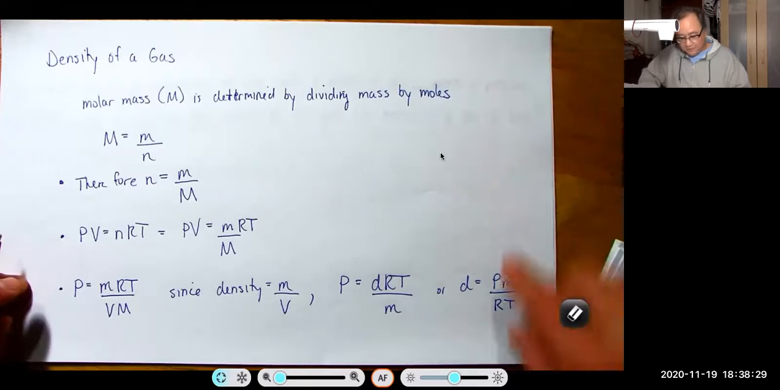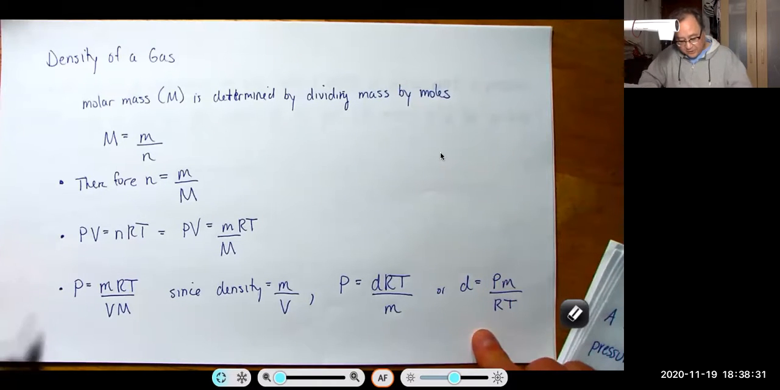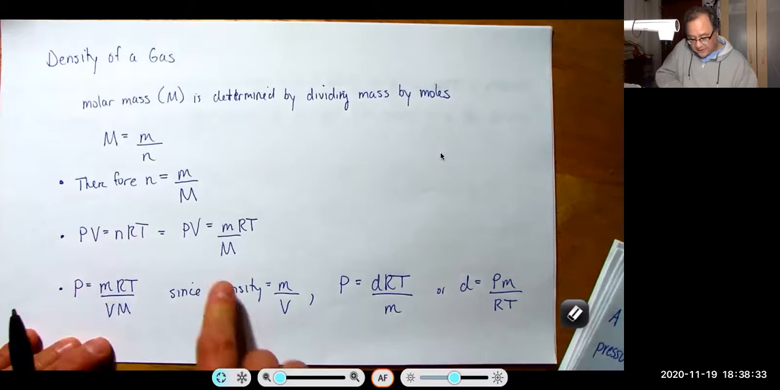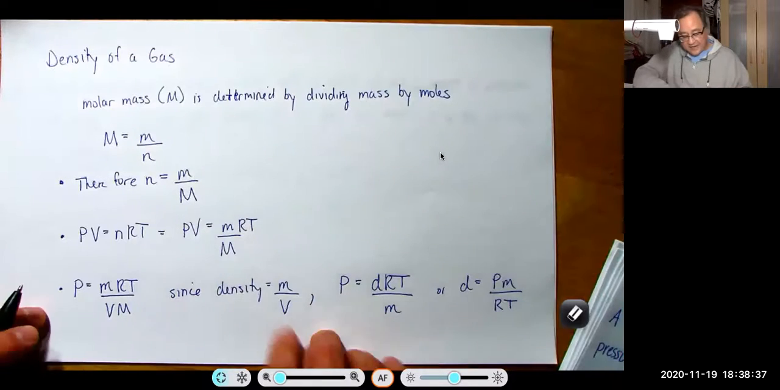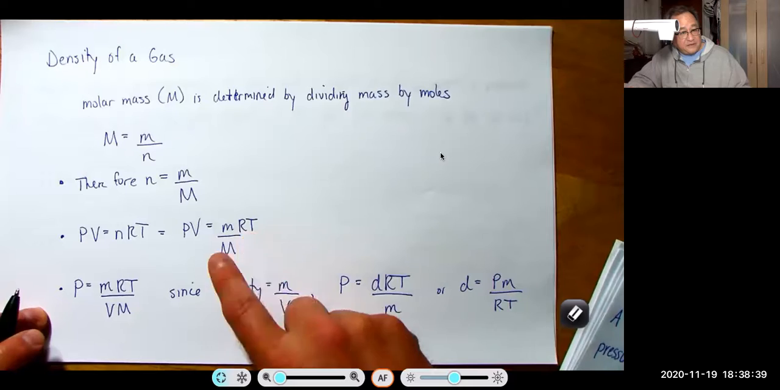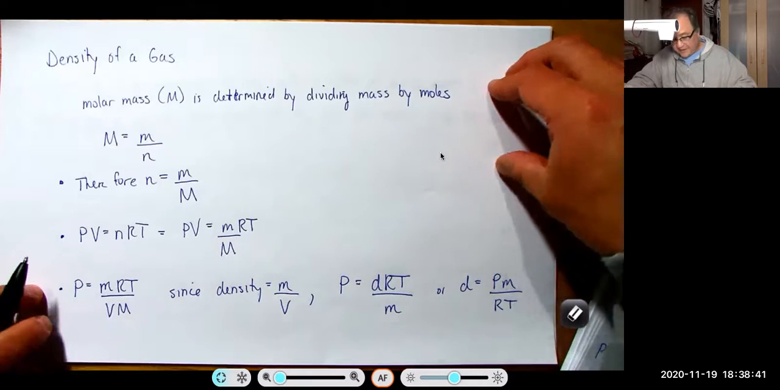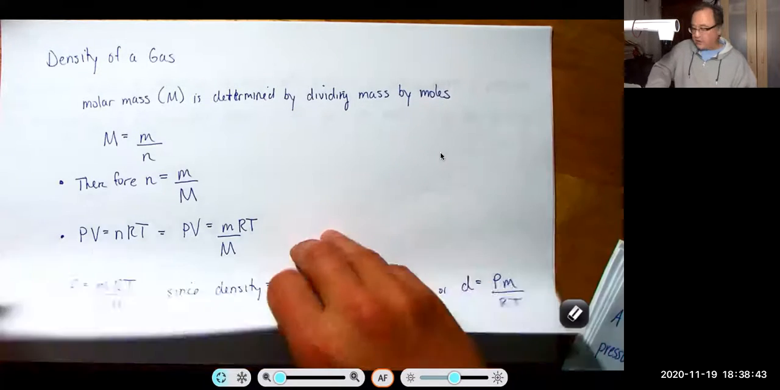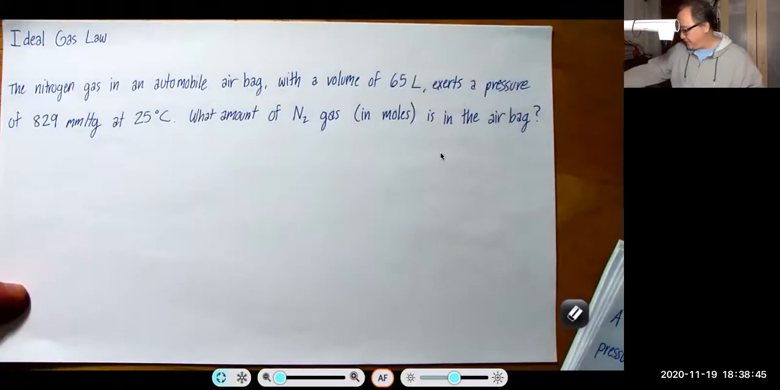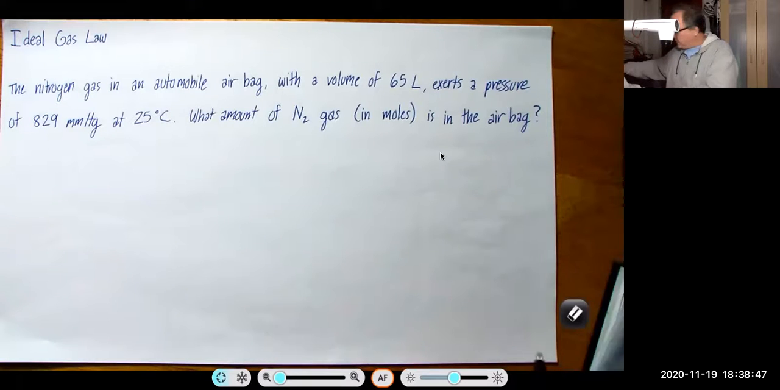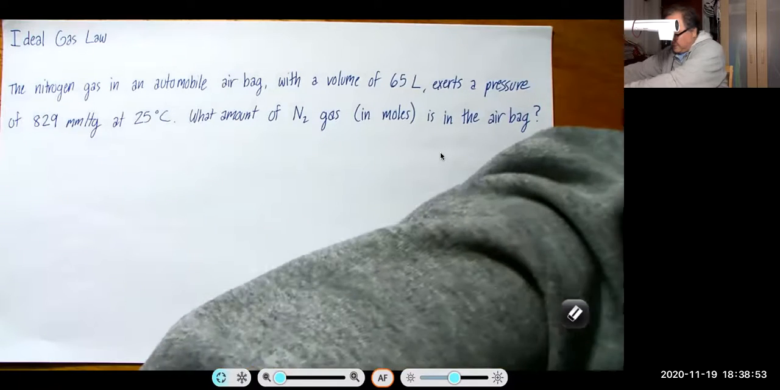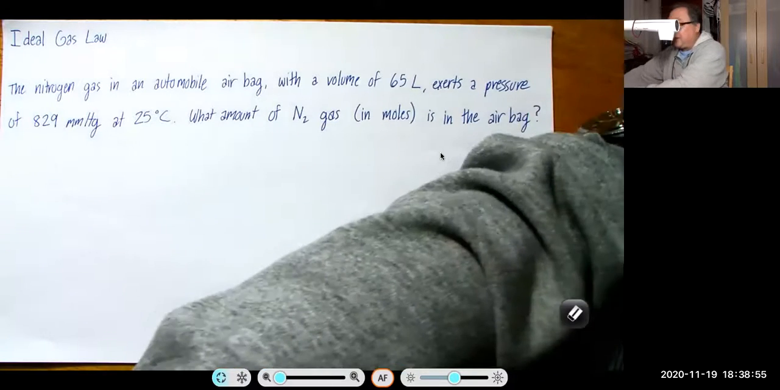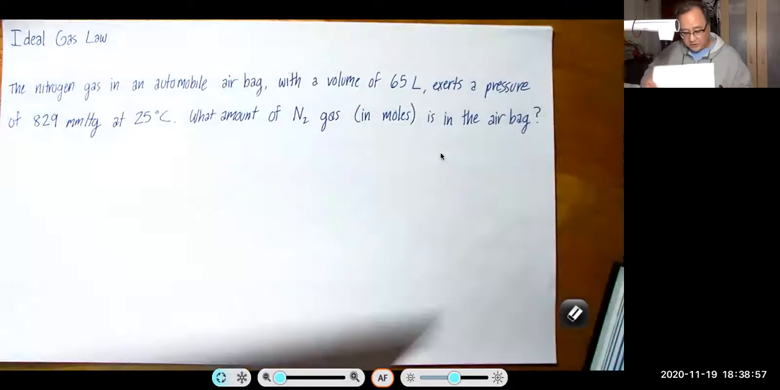So this is an important one for the density, but we can also get the molar mass. If we take a look at this equation, we can write down that the molar mass of a gas is mRT over PV. Okay, so let's take a look and see how we use all of these equations. And we'll start with this one right here, the ideal gas law. So I'm looking for a piece of paper here, so I can show this one to you.